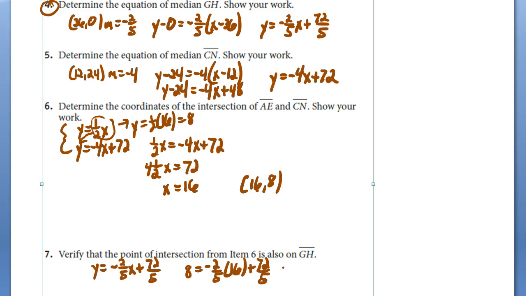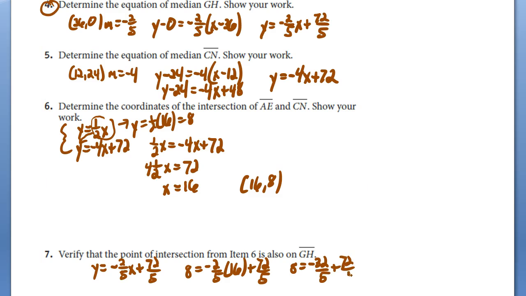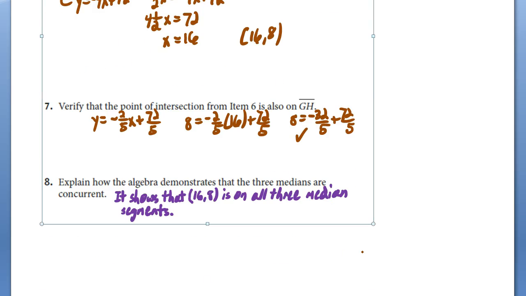Negative 2 times 16 is negative 32 fifths, and then the plus 72 fifths. Adding these together, this is 40 fifths, and 40 fifths does equal 8. This checks. Number 8, explain how the algebra demonstrates that the three medians are concurrent. It shows that (16, 8) is a point on all three median segments.